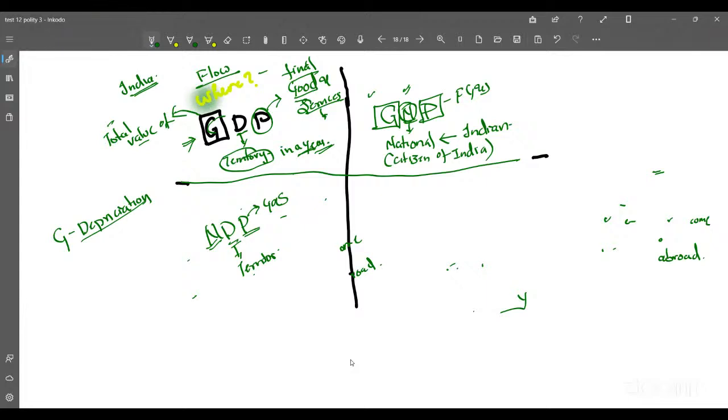All the products would be included. But in net domestic product, which product would I not have included? The product which I use for fulfilling the depreciation. This is what you have to understand. This is what the difference between gross and net is. You're getting the point. So net domestic product means the value of goods and services produced within the territory of a country after deducting the depreciation within a year.